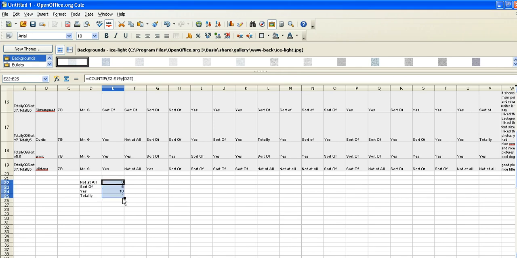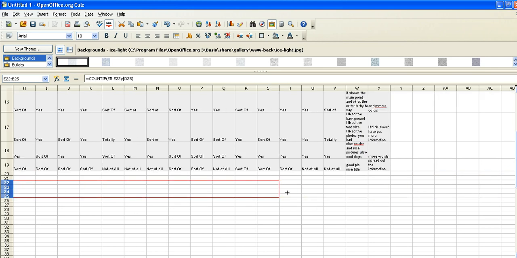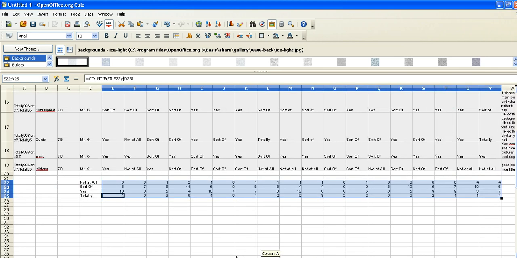And as I scroll down, you'll notice that the D remains stagnant. It's always the D column, but the row 23, 24, and 25 do change. The reason I needed that $ is because I can now copy all of those formulas and drag them right across, and it will fill in all of the data for all of my columns. That is a very handy feature to have.